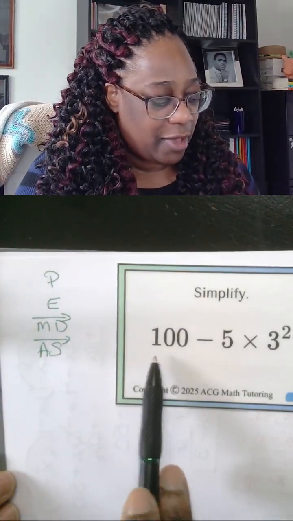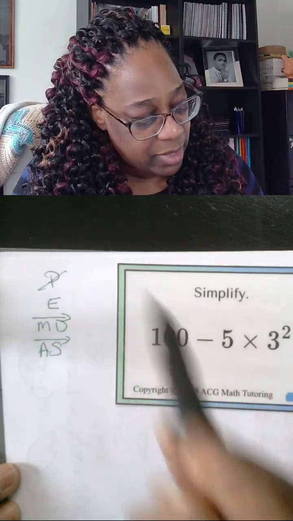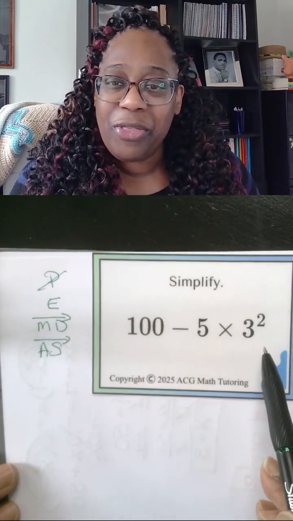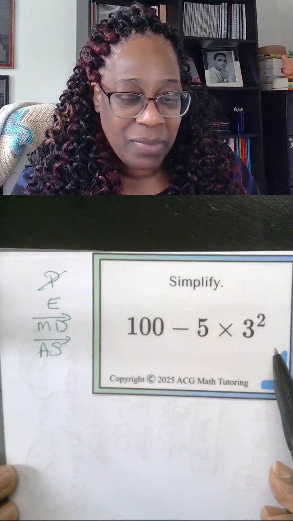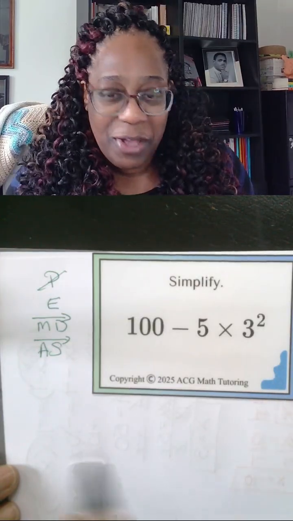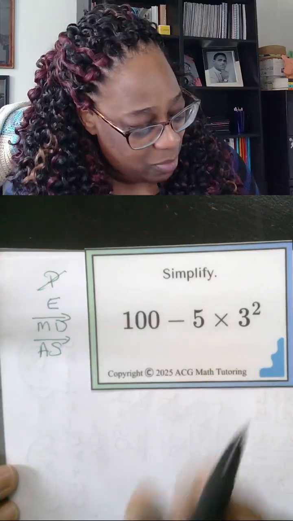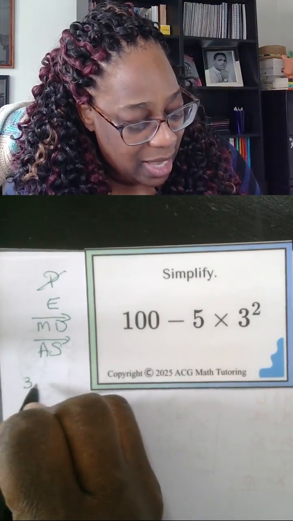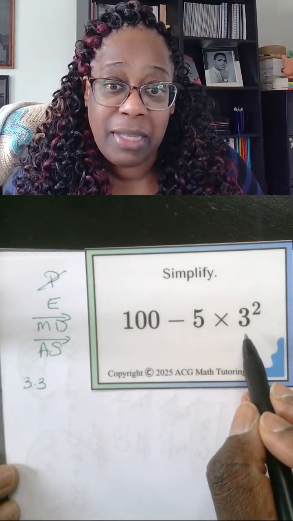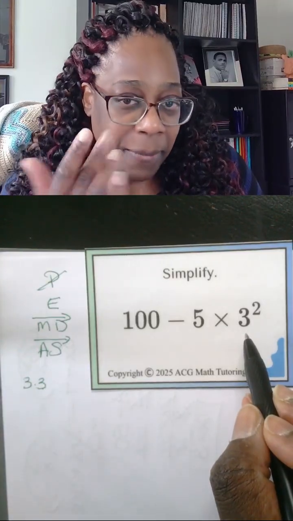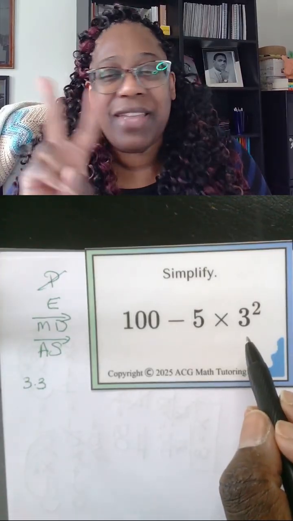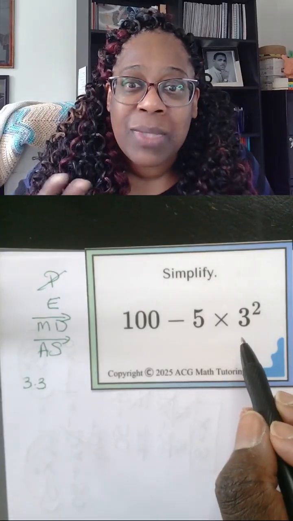So first off, I don't have any parentheses, so that's done. I do have one exponent. So that is 3 squared. 3 squared is not 3 times 2. It's not 6. Let it go. If we're talking about 3 squared, we're talking about 3 times 3. Your exponent is telling the base, come here, I want you to multiply yourself 2 times.